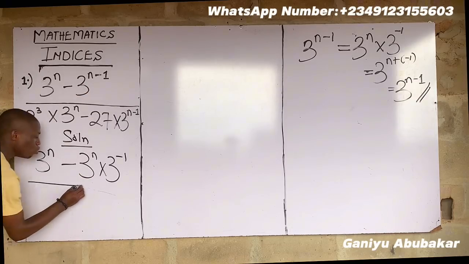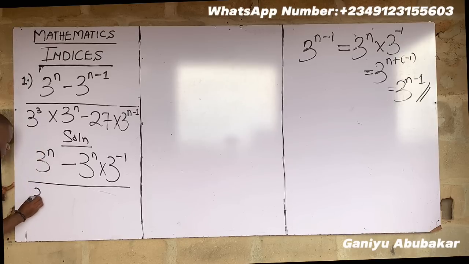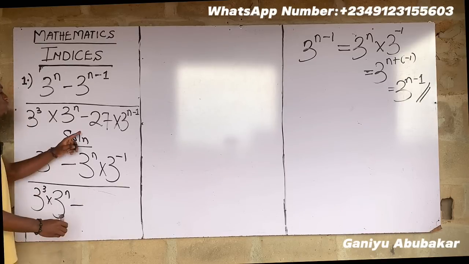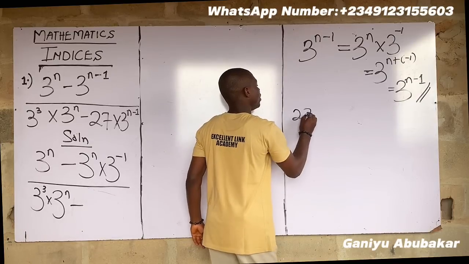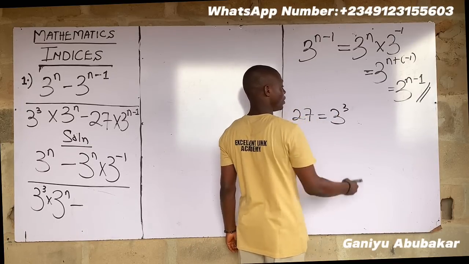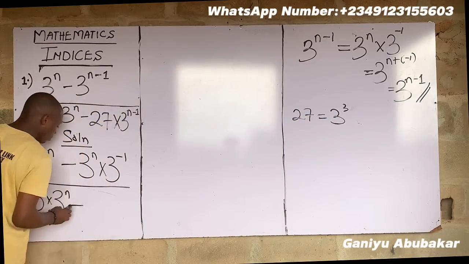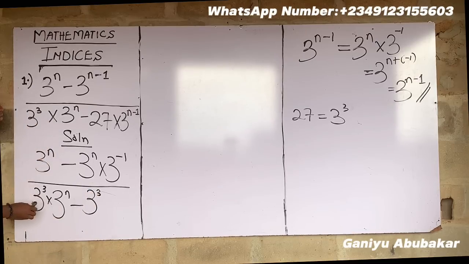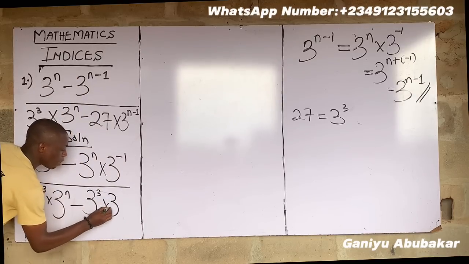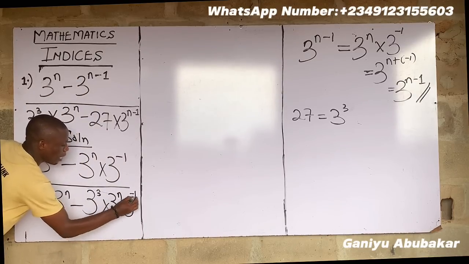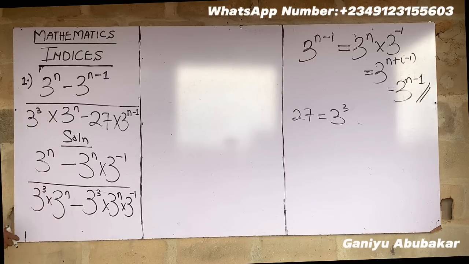So all over this, 3 to the power 3 times 3 to the power n, I'm done with this, minus, of course, 27 can be expressed in terms of 3 to the power 3. So I know that 27 is equal to 3 to the power 3. Replace the value there. I'll have 3 to the power 3 times, express this one in terms of that, 3 to the power n times 3 to the power minus 1. Of course, 3^n is here, 3^n is here, 3^n is here, 3^n is here.